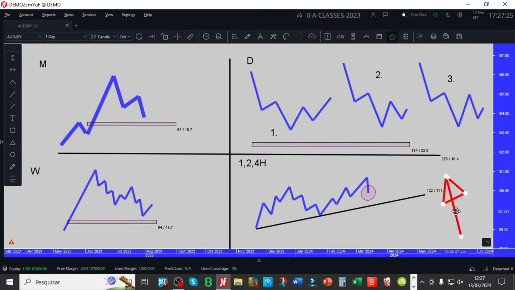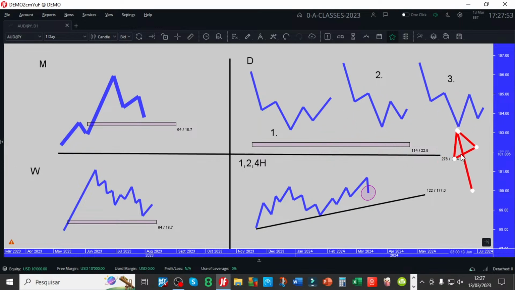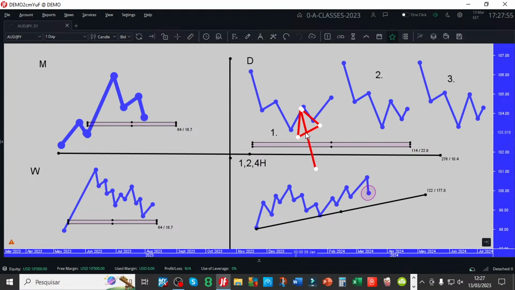Boss, can you repeat please? Yes, sir. The example number 1 from the daily chart. The example number 2 from the daily chart. The example number 3 from the daily chart. But you are at the same level on the 1 hour, 2 hour, 4 hour chart. Those different daily charts are going to move in a different way on the 1 hour, 2 hour, 4 hour chart.